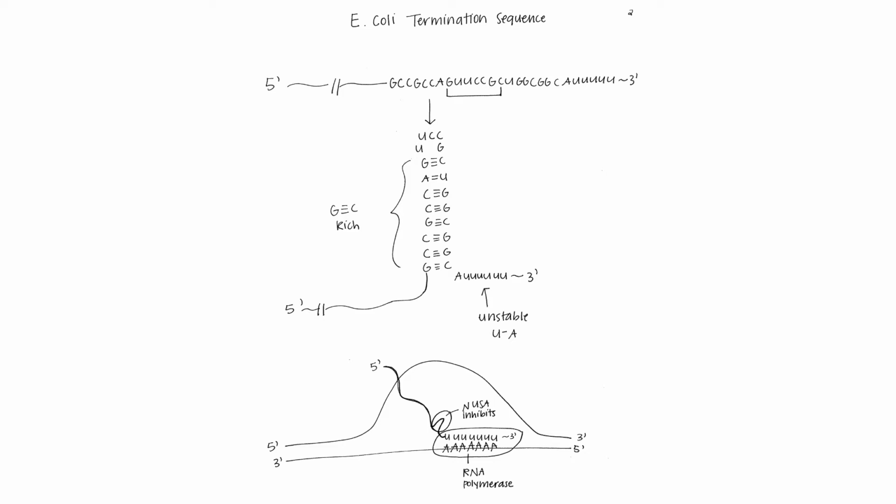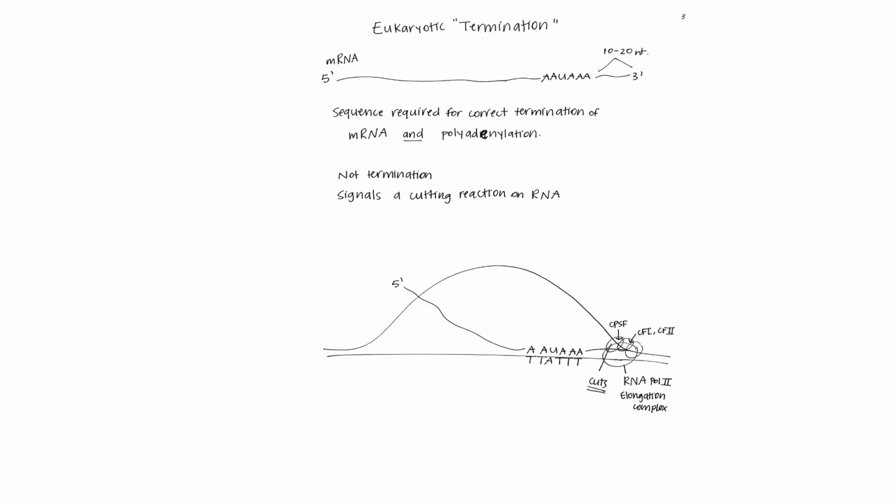Now, in bacteria, E. coli. Now, in eukaryotic cells, it's not quite like that. It's actually a little bit more complicated. It's a little strange. I'll show you what we think happens here. So this is eukaryotic termination. Now you have a messenger RNA with a 5' end and 3' end. Actually, this is a primary transcript because it still needs to be modified.